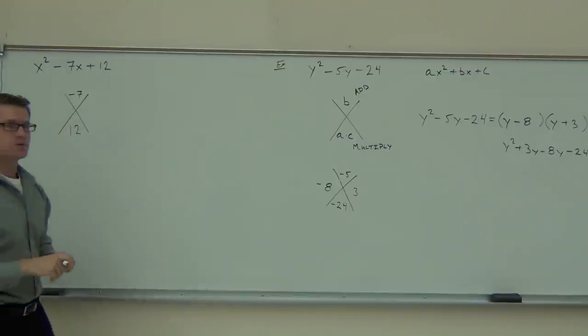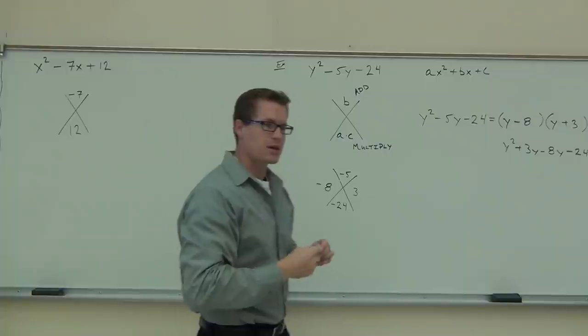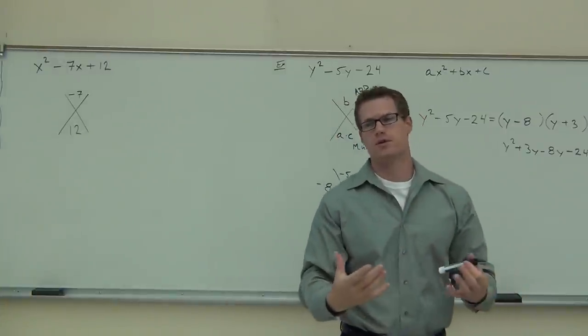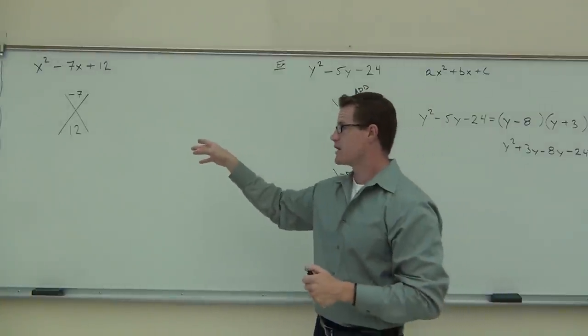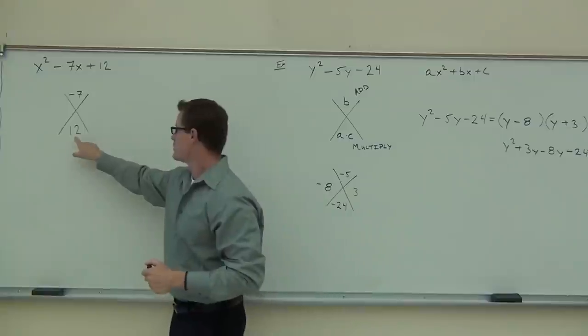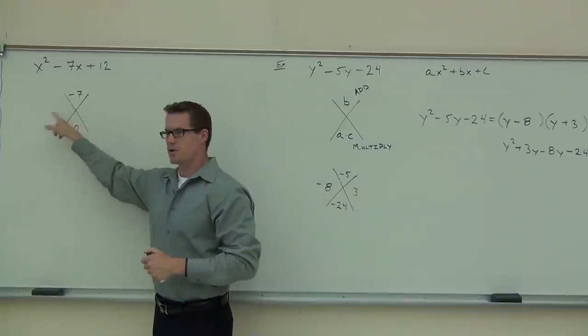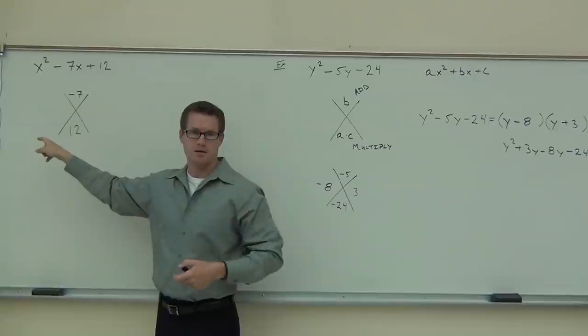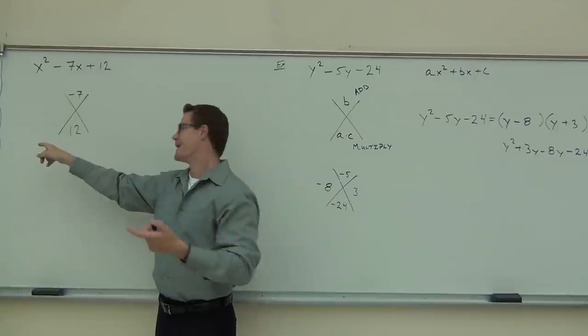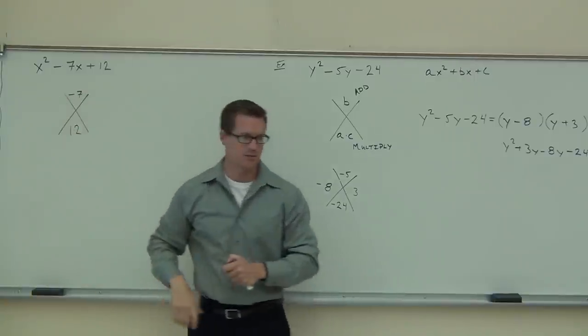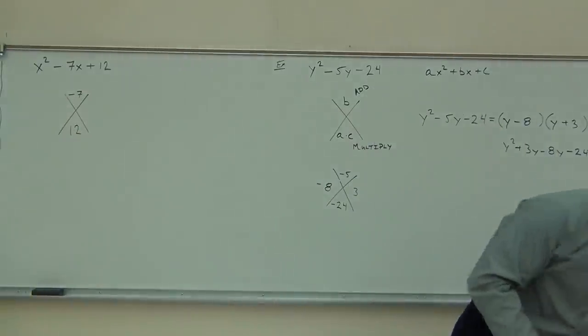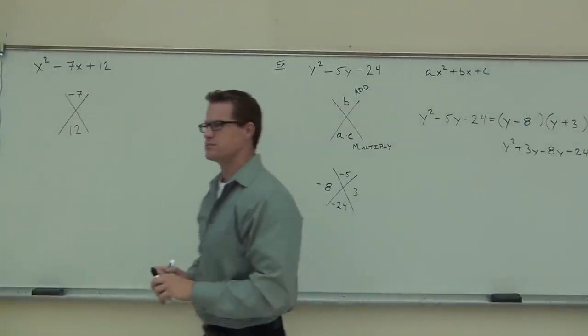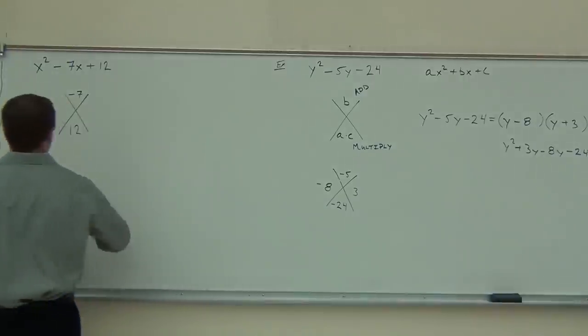And then we think of two numbers. Again, the thinking of two numbers, that's the important part for you. And there's some keys to learning how to do that. Because we're multiplying to a positive, we know that these have to both be positive or both be negative. Both be negative. Why? Yeah, exactly. They're adding to a negative number. So, what are they? 3 and 4.